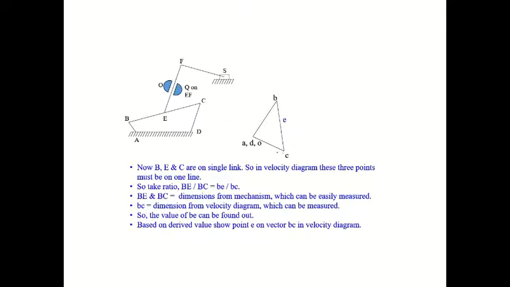So I have got A, D, O points, and then I have drawn a perpendicular line to AB. AB line I got, BC line I got, CD line I got. Okay. This point E is on the middle of BC. So here also point E will be on the middle of BC.